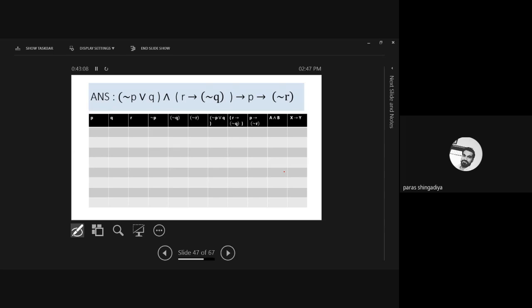All of you try it. Okay, this is the last example for this logic concept. Okay, and then after that we'll start the predicate topic.